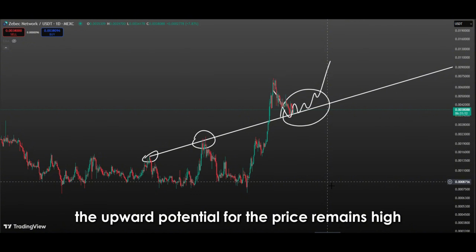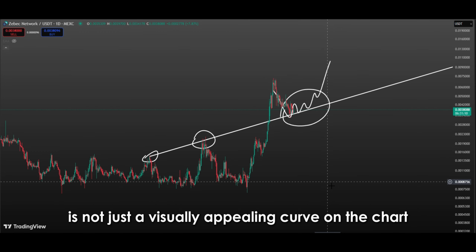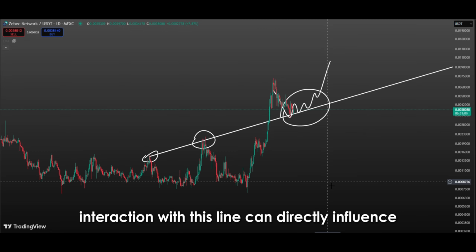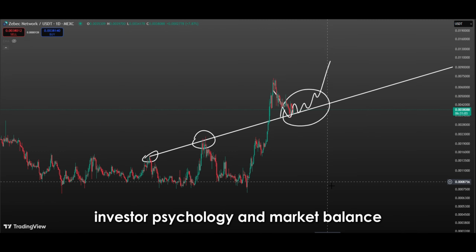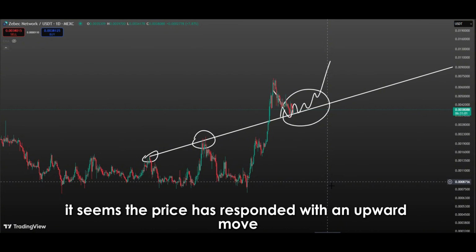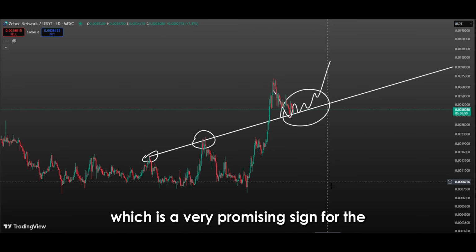If this trend line continues to hold in the coming periods, the upward potential for the price remains high. In summary, the line drawn between these two peak points is not just a visually appealing curve on the chart. It is a technically meaningful structure that offers strong clues about how the market may evolve. The price's interaction with this line can directly influence investor psychology and market balance. In the current scenario, it seems the price has responded with an upward move after touching the trend line, which is a very promising sign for the continuation of the current uptrend.